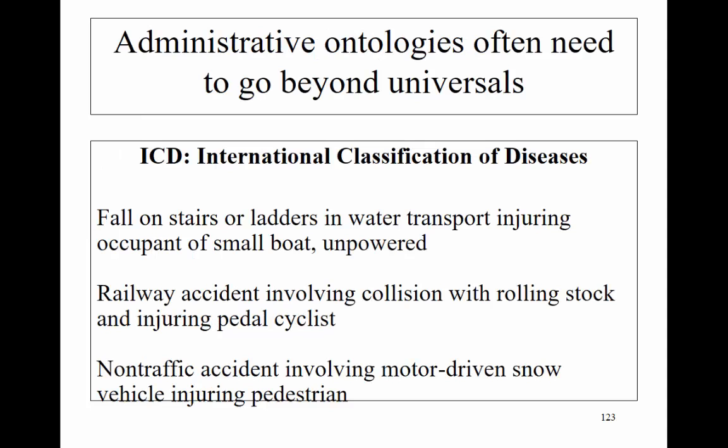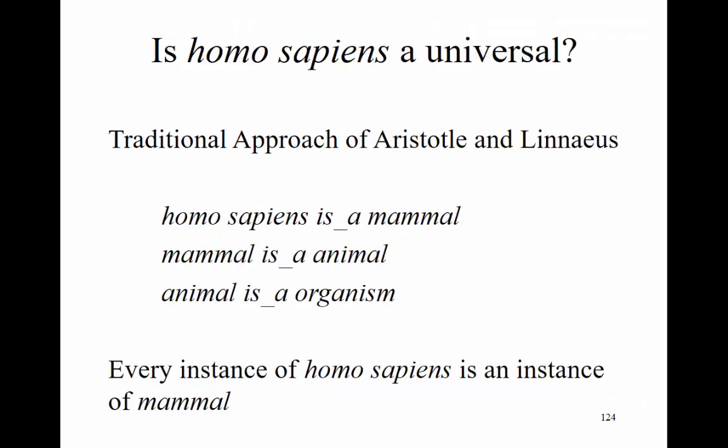Now, just as a matter of passing fascination, the International Classification of Diseases contains terms like, well, these are accident terms for insurance purposes. Insurance companies wanted to have these terms because they wanted to be able to pay out. A fall on stairs or ladders in water transport injuring occupant of small boat unpowered. Railway accident involving collision with rolling stock and injuring pedal cyclists. And so on.